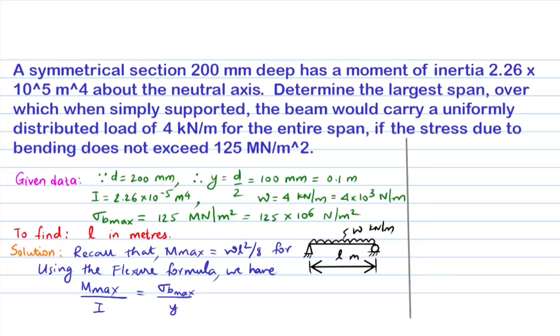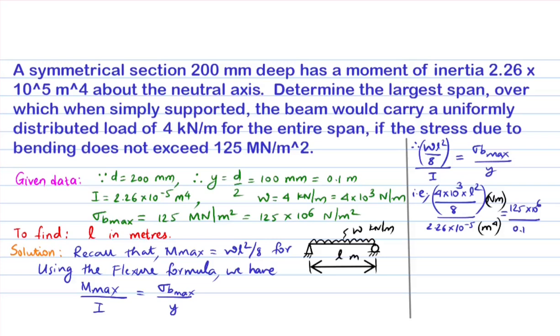Implementing this in the flexure equation, we have W times L squared over 8 divided by area moment of inertia I equals the maximum bending stress, that is sigma x max over y. Hence the length is found out as 7.5166 meters and is the answer to the given problem.